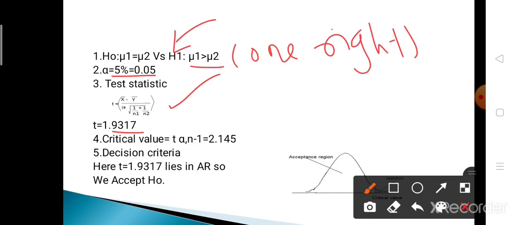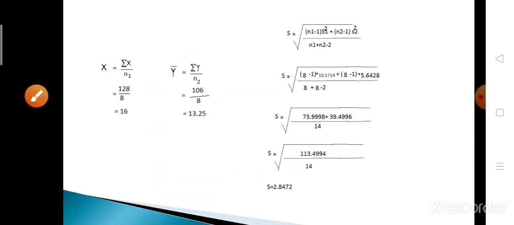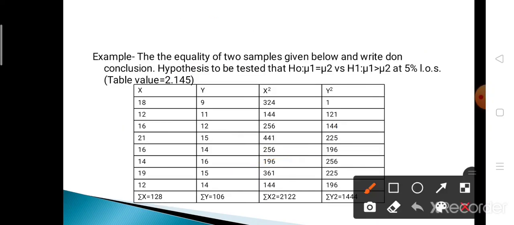And the value of the test statistic we calculated is 1.9317. And now the fourth step is to find out the critical value or table value. And the table value we are given in the example is 2.145. Alpha we are given 5%, and the H0 and H1 given: H0 mu1 is equal to mu2 versus H1 mu1 is greater than mu2. That is a one-sided right test.